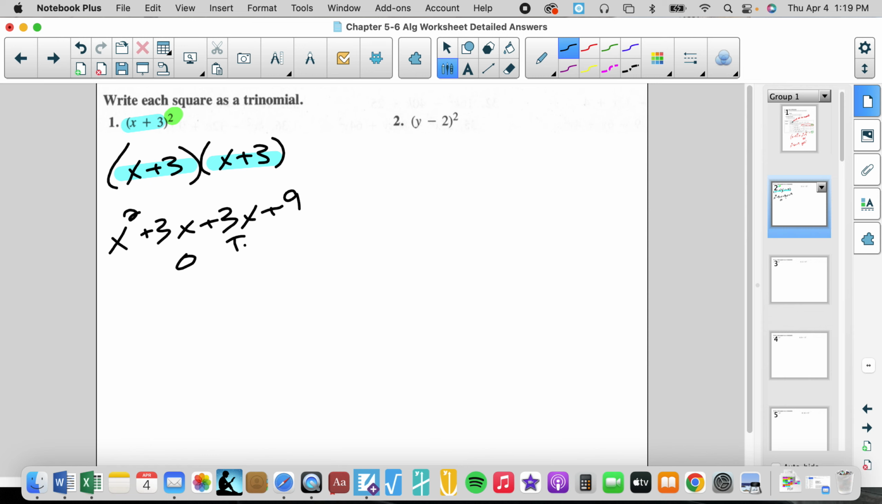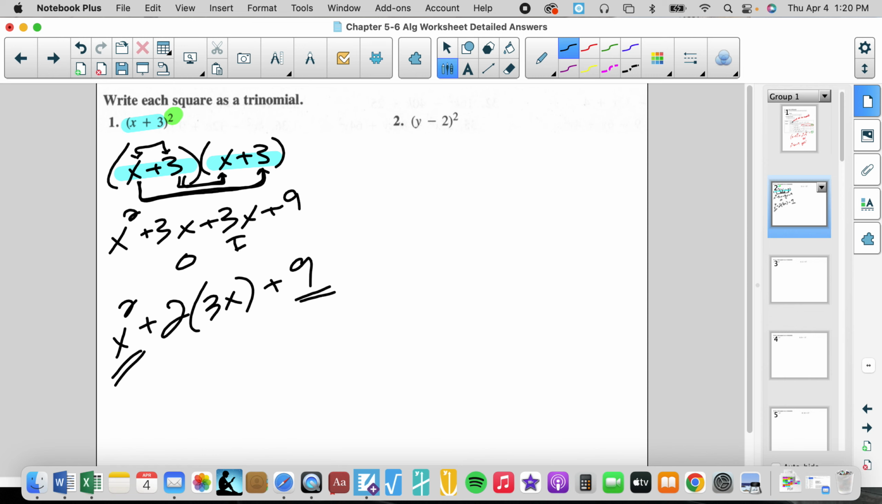Our outside and inside are going to be identical because we're multiplying the same numbers. The last is multiplying by the first is multiplying by the last, and they're going to be the same because you're multiplying the same first and last. So we have two of these every single time. So this is a square, this is a square, and this is 2 times this times this. That's the trick that you're going to see. If you multiply your first times your last and double it, you get this answer.